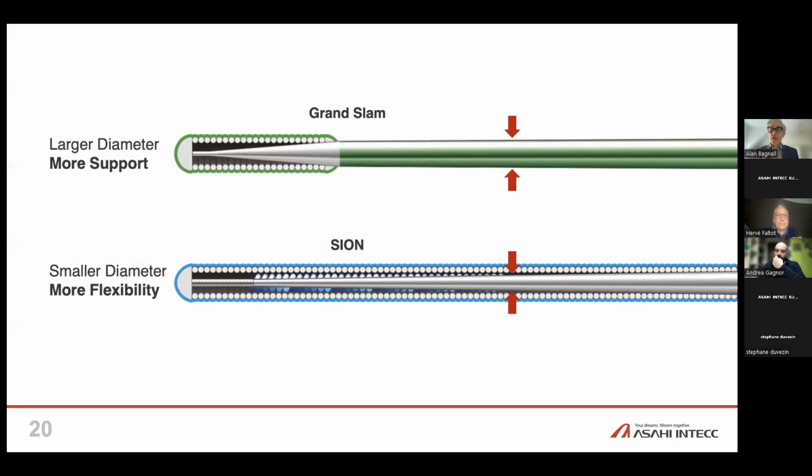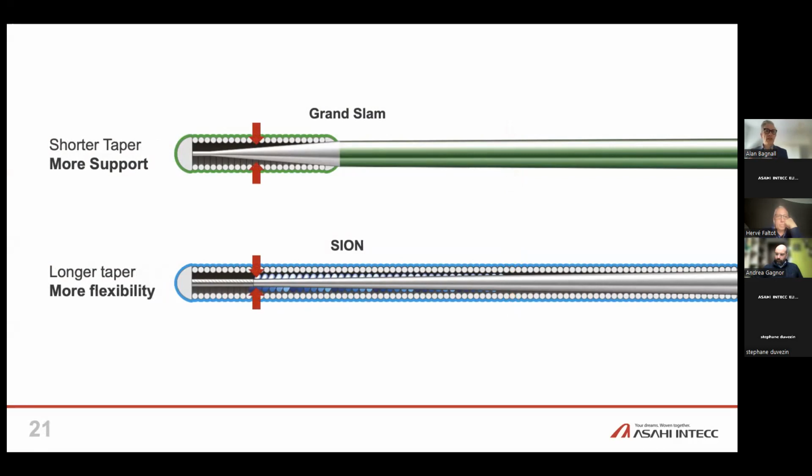The first difference that we see between different wires is in their thickness. A wire which is of wider diameter, for example, like a Grand Slam wire, will give you more support. So that gives you more ability to deliver equipment, particularly around bends. A wire, conversely, with a smaller diameter gives you more flexibility. So that wire may be able to go round bends better.